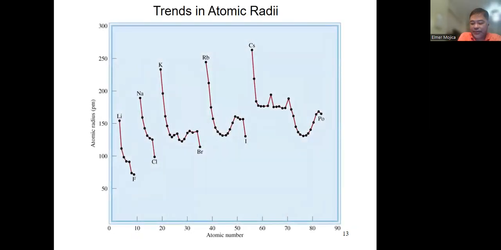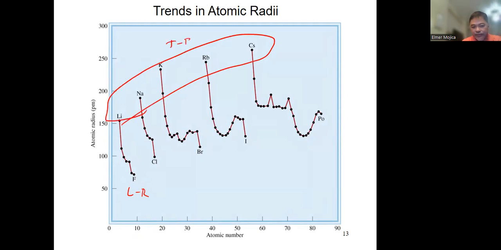And to look at the trend in the atomic radius, look at this. This is left to right, and this is top to bottom. Clear?